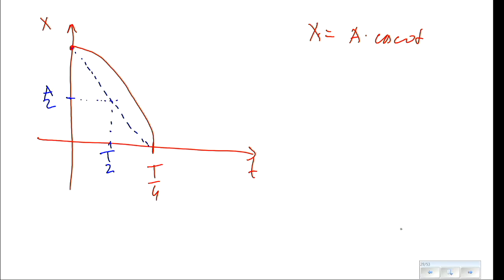When the object is at a half of the amplitude, it's reached actually somewhere later than a half of a period. When the object is at the half of a period, it is actually closer to the initial location than a half of the amplitude. So graphs might be sometimes very informative. Without any calculation, we can make an estimation about a location or about a time.